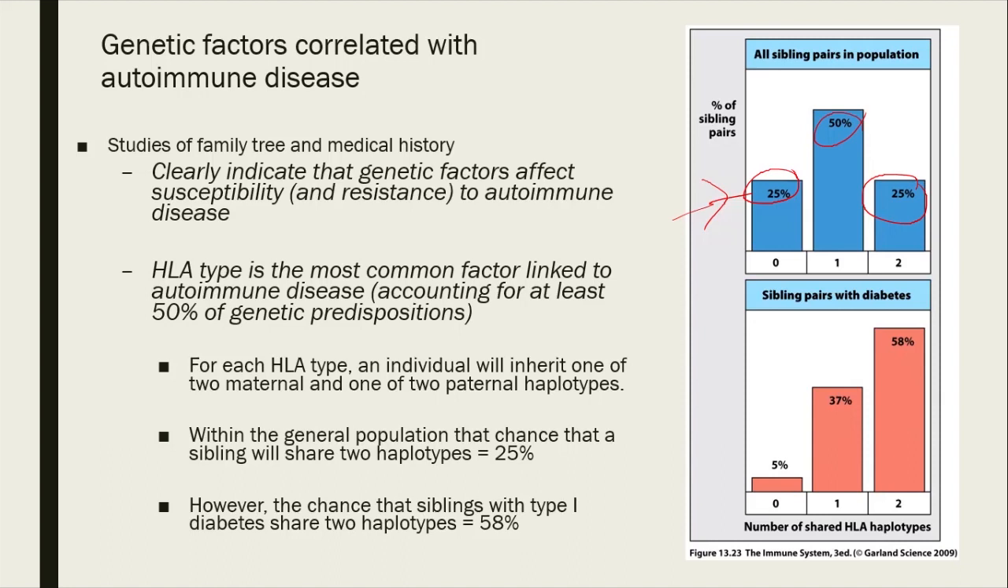So basically you have one pair: 50% chance the siblings will share one pair of the HLA, 25% will share two pairs, and 25% will share nothing here. However, when there are, for example, siblings paired with diabetes, the distribution is somewhat skewed. It looks like up to 58% of the siblings are sharing two HLA haplotypes here. So it is way more than the natural distribution based on the population. So clearly there is some type of genetic linkage in terms of this disease.